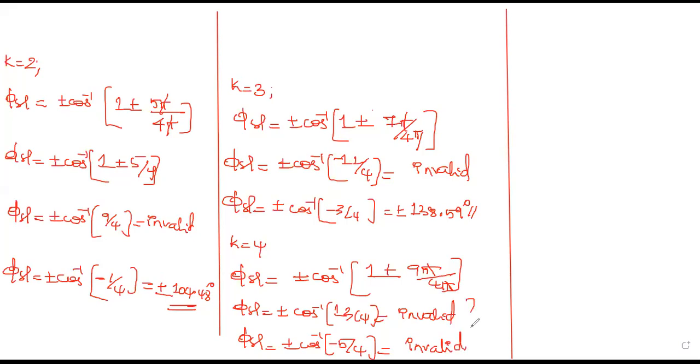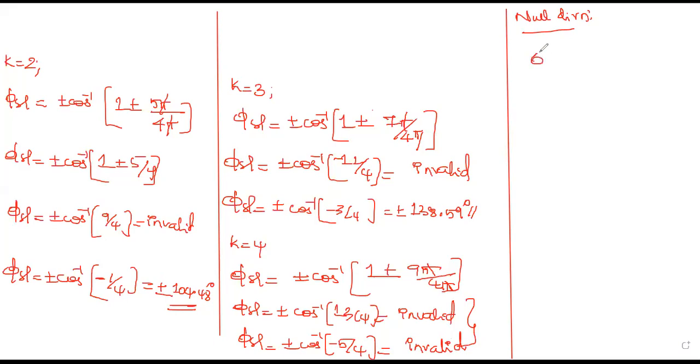Now see, both the values are invalid. You can stop the phi SL, that is side lobe directions, until k is equal to 3. So these are the side lobe directions you get for an end fire array till k is equal to 3. Now go for null direction. Again, same procedure. Until you get invalid, you have to do it for null.